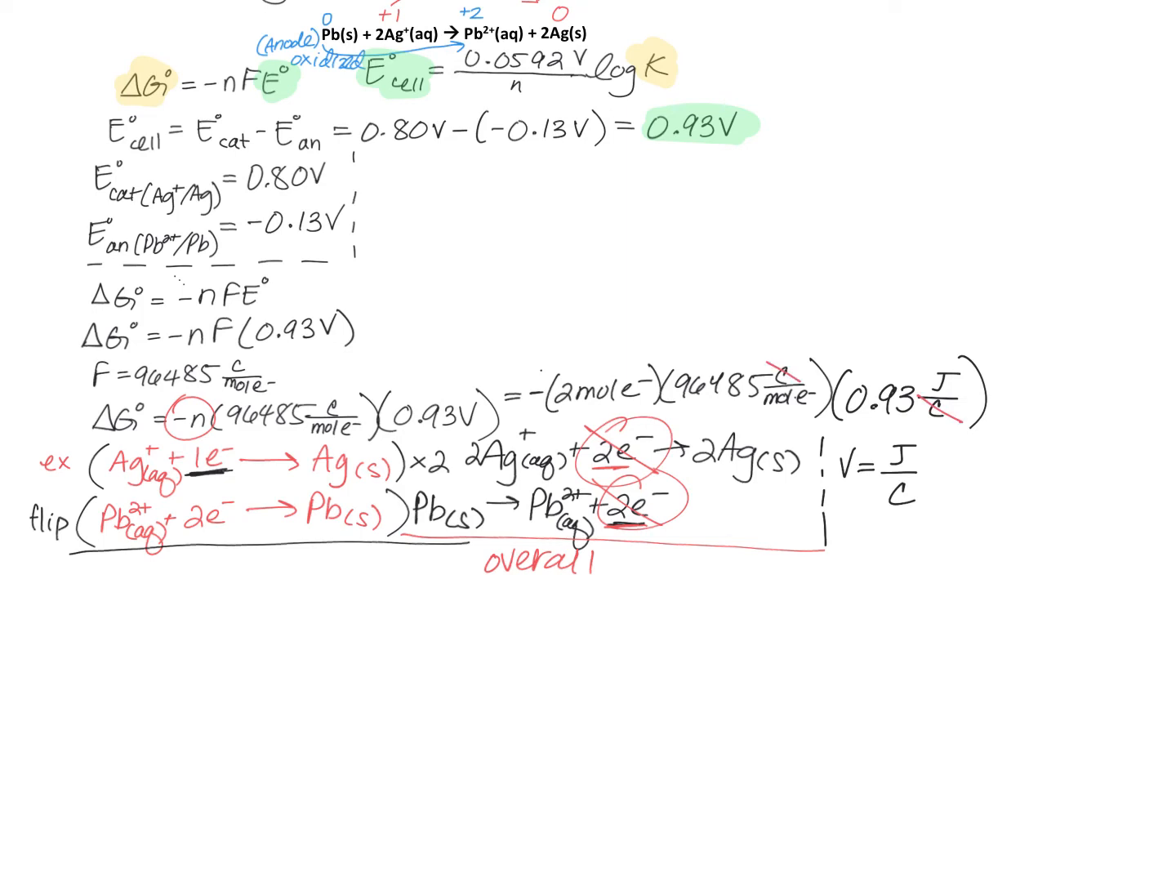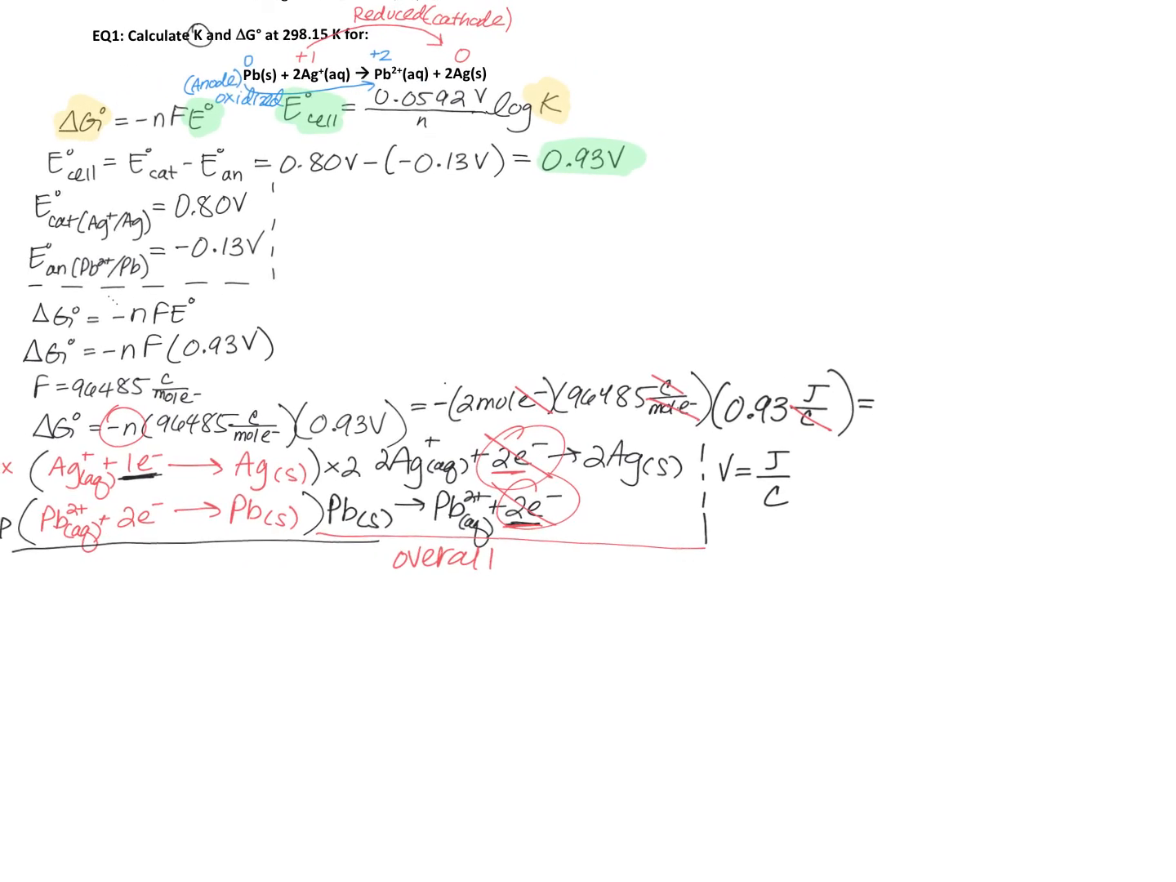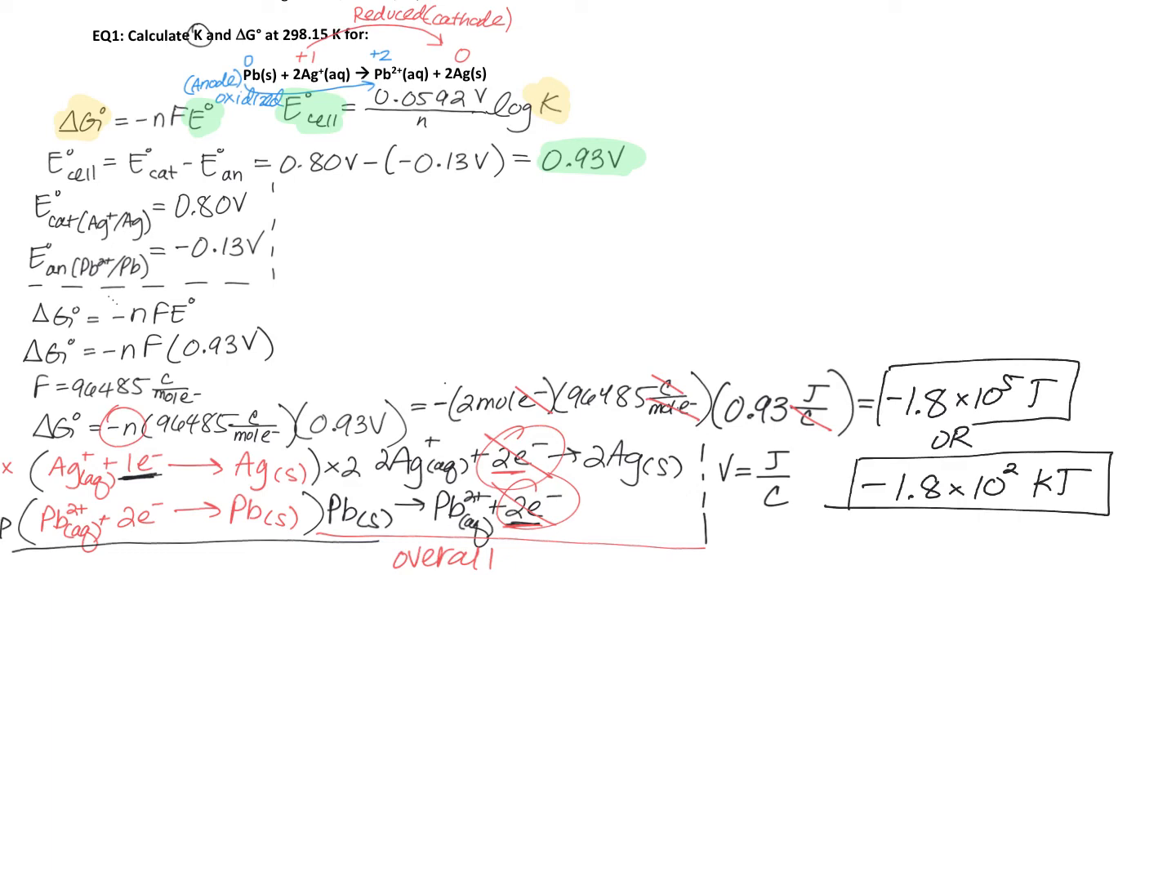So coulomb and coulomb, moles of e and moles of e. So you end up with, for your final answer, negative, let's move it over even more, you end up with negative 1.8 times 10 to the 5 joules, or you could say negative 0.18 times 10 squared kilojoules. Either one of those is appropriate. All right, so we'll move on to finding K.